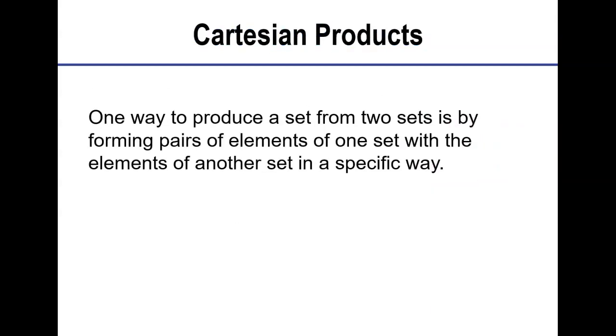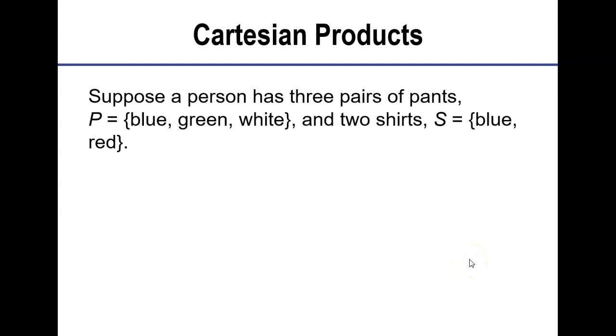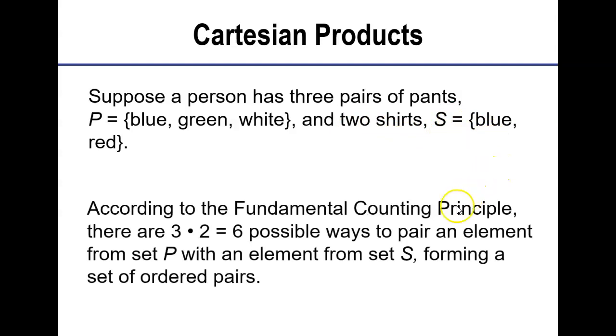The Cartesian product. One way to produce a set from 2 sets is by forming pairs of elements of one set with the elements of another set in a specific way. Suppose a person has 3 pairs of pants, set P, where the pants are blue, green, and white, and 2 shirts, where set S is blue and red. According to the fundamental counting principle, there are 3 colors times 2 shirts, and 3 times 2 is 6 possible ways to pair an element from set P with an element from set S, forming a set of ordered pairs.